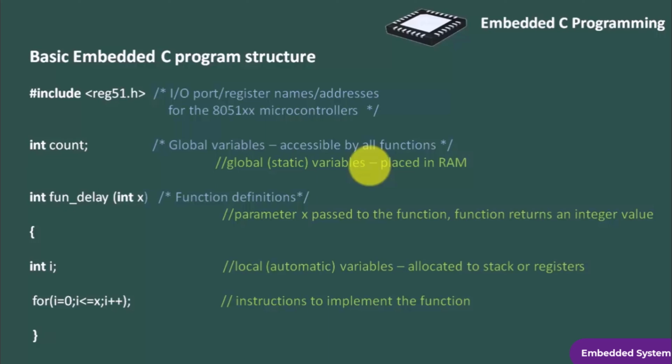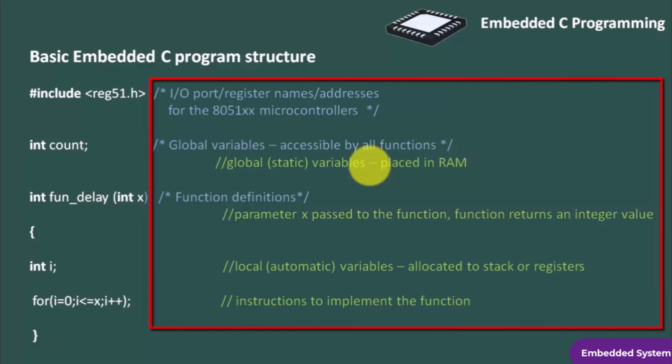Here is the basic embedded C program structure. The text written in blue and green color is called comments. Comments are readable texts that are written to help us understand code easily. They are ignored by the compiler and do not take up any memory in the final code. There are two ways you can write comments. One is a single line comment denoted by double slash, and the other is a multi-line comment denoted by slash star, star slash.